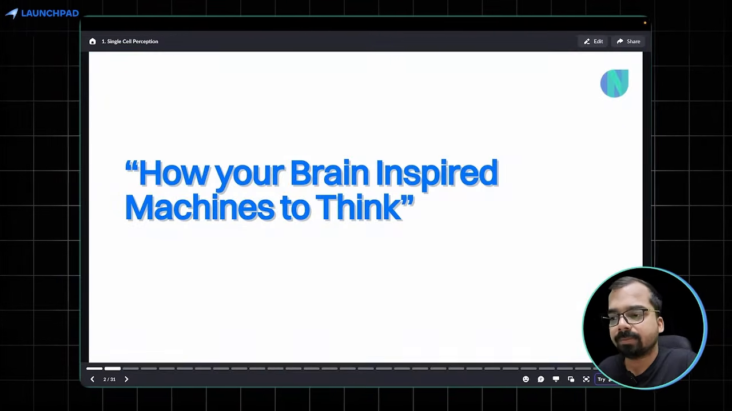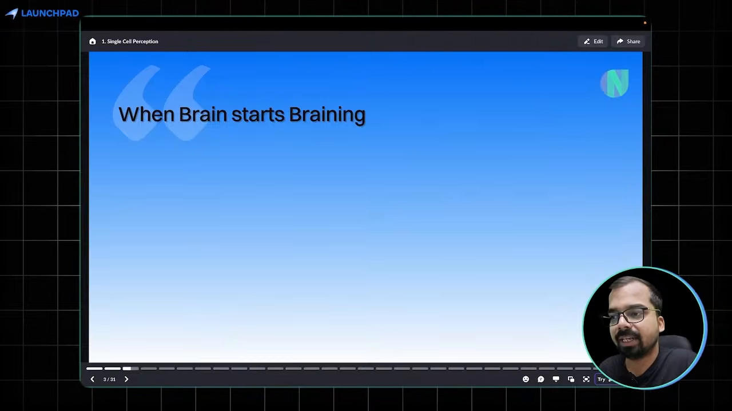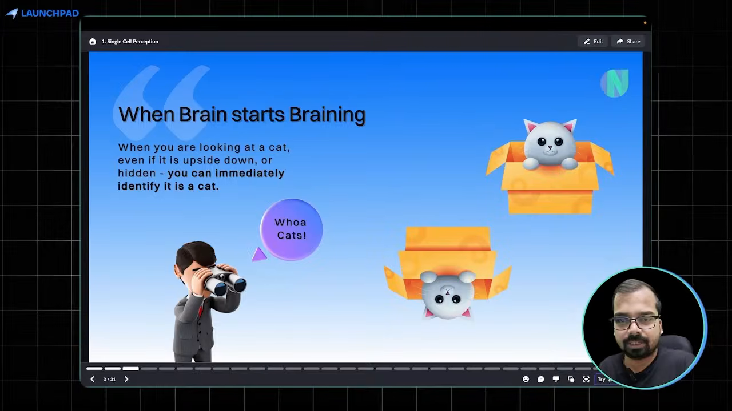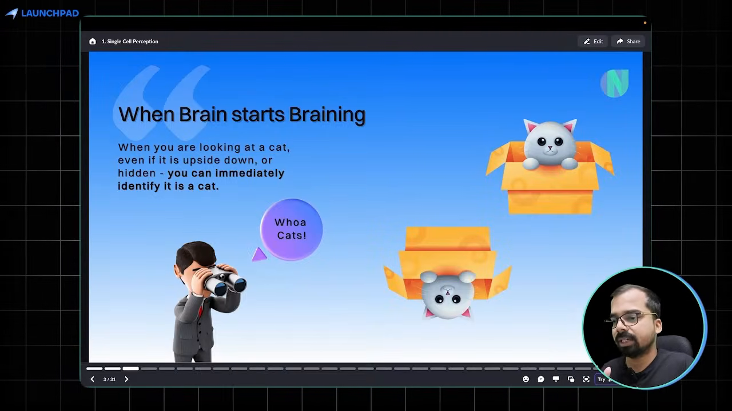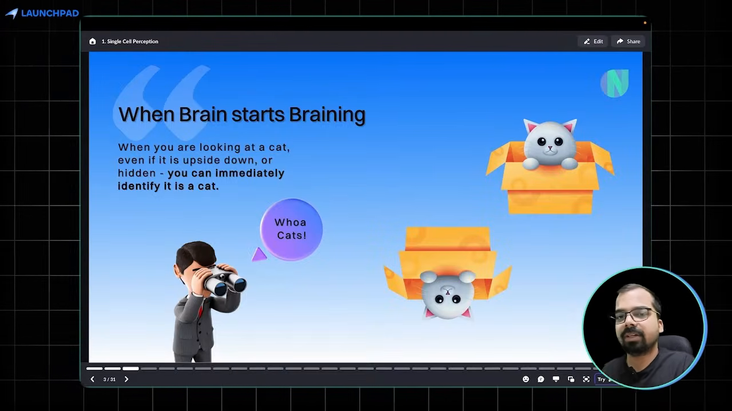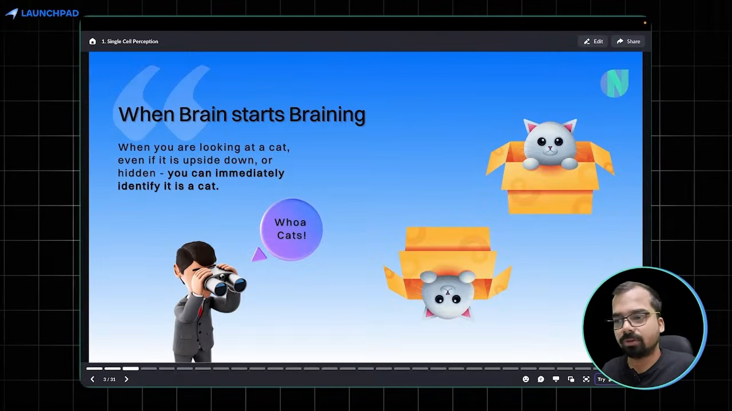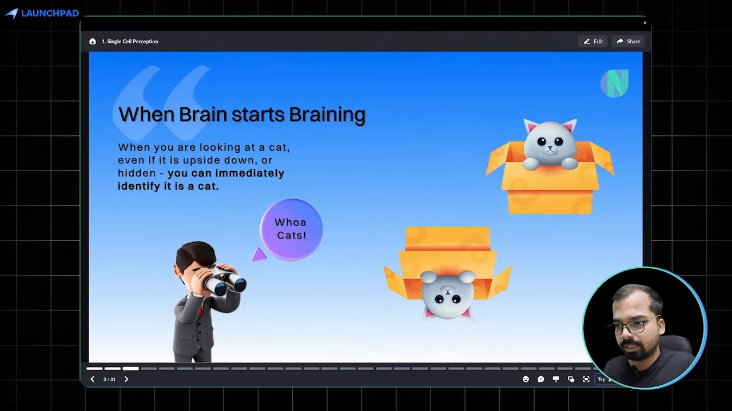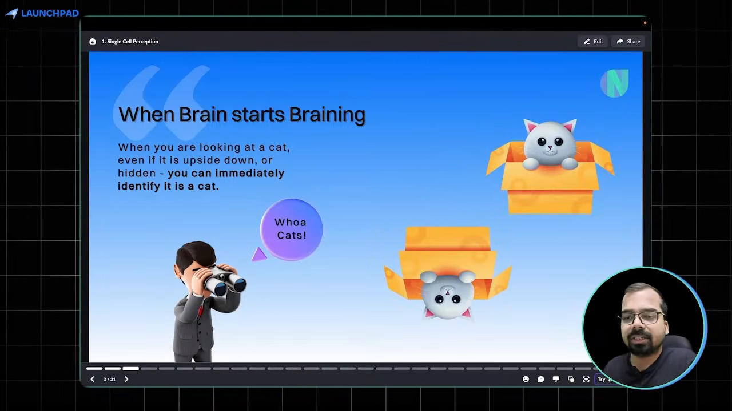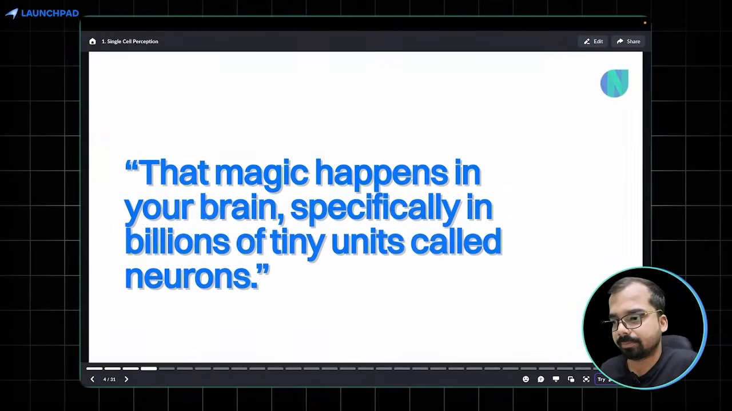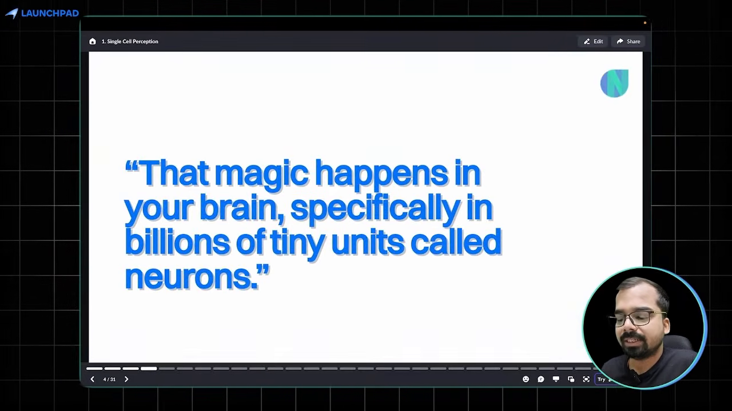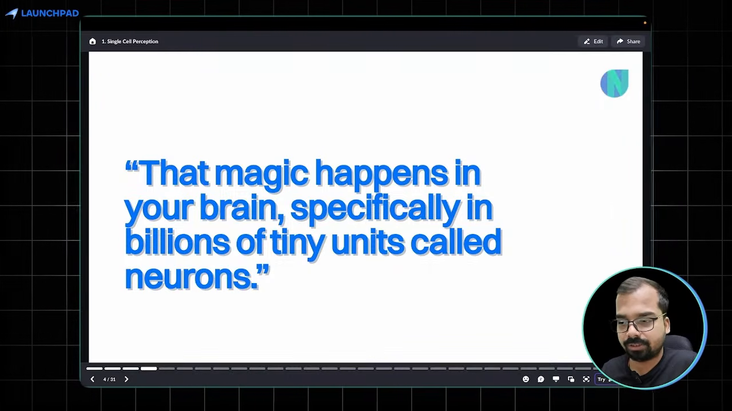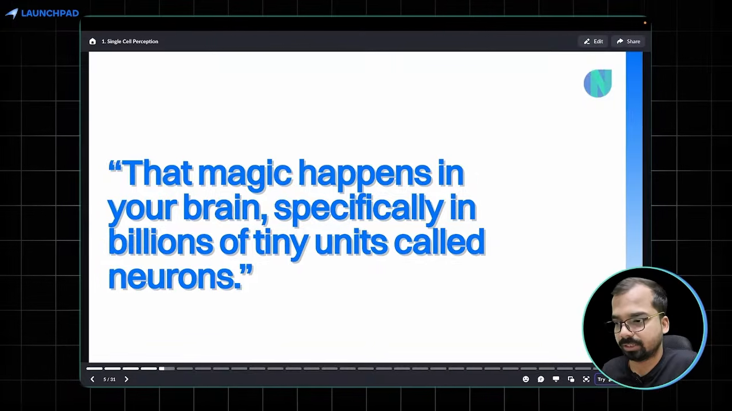So, how did your brain inspire machines to think? When the brain starts braining. If I look at an image of a cat, even if the cat is upside down or hidden, I'm still able to figure out with quite good accuracy and confidence that it is a cat, even if the surroundings are blurry. Our brain is quite efficient at that. Now, how does it happen? Our brain consists of billions of tiny units called neurons that actually help us do this.